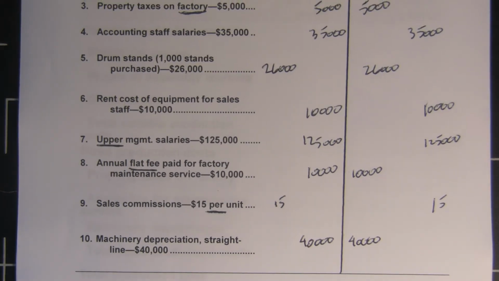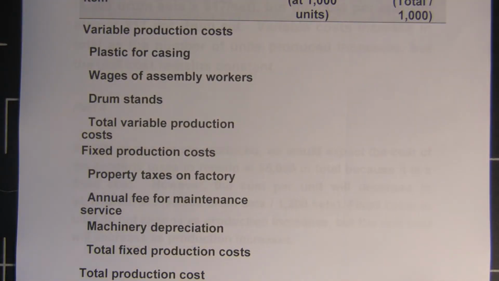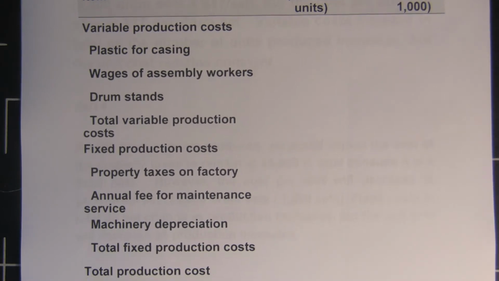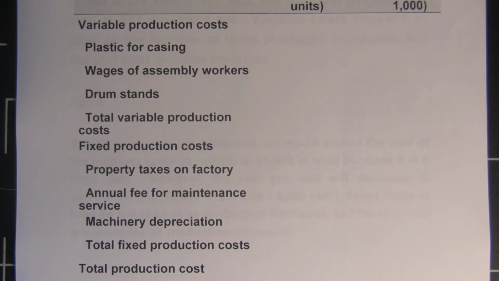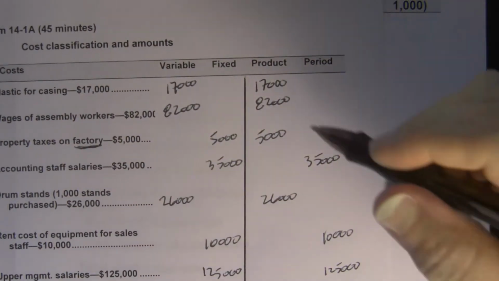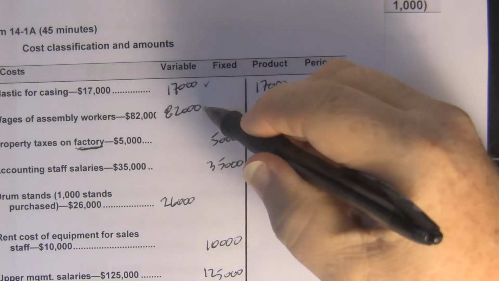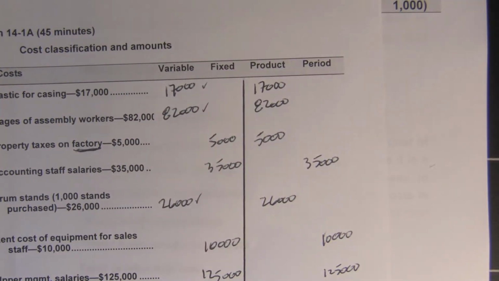Now, the next part, 14.1b, the second part, part 2, asks us to take that information and determine how much it's going to cost us to make one drum. So, let's get it on. The variable production costs, we said, included the plastic for the housing. We said included the wages for the assembly worker, and we included the drum.